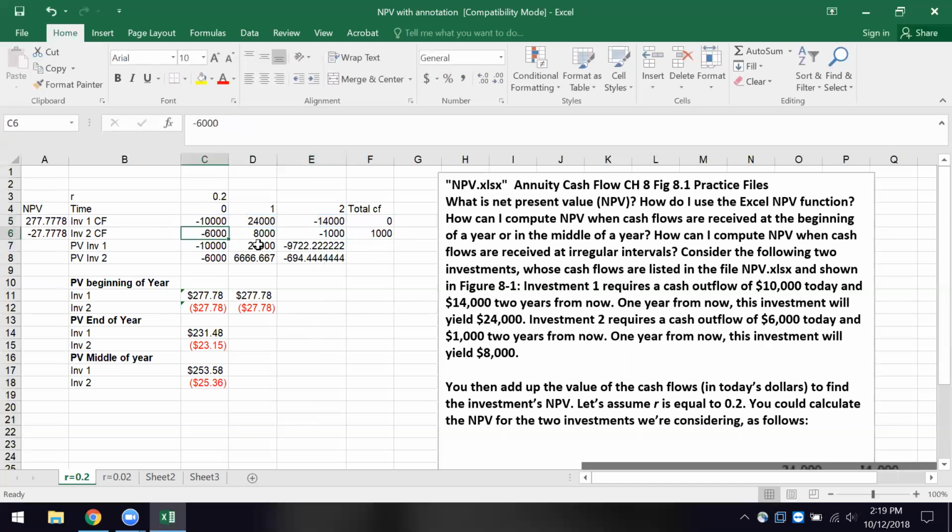All right. Now, I have a second investment I can look at, and here are just the raw cash flows. I'm going to put in $6,000 in year zero. At year one, I'm going to get $8,000, and in year two, I'm going to put out another $1,000.